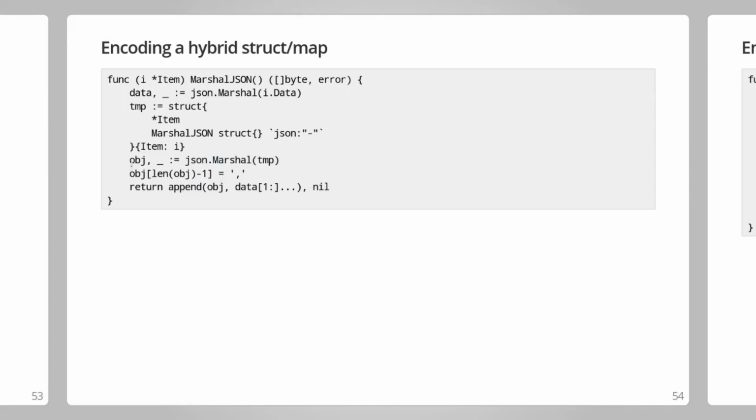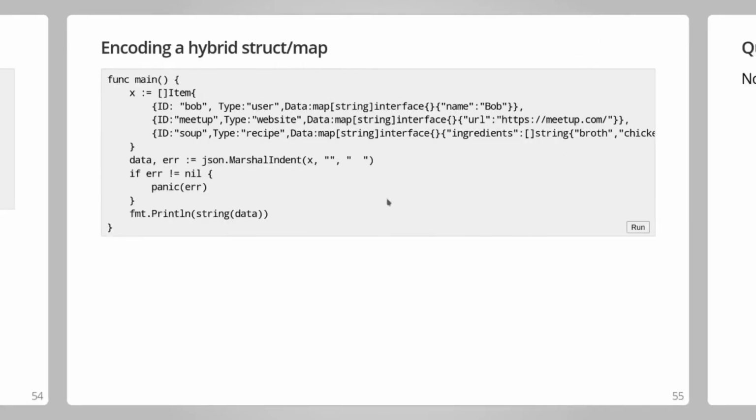So at this point, both data and obj should be completely valid JSON objects, each with a subset of the data we're concerned with. Data contains the arbitrary data values, and obj contains the ID and type fields. So to combine those, what I do is I replace the final character of obj, which should be a closed curly brace, with a comma. And then I append all except the first character of data to that and return that.